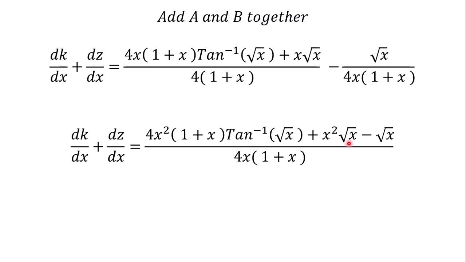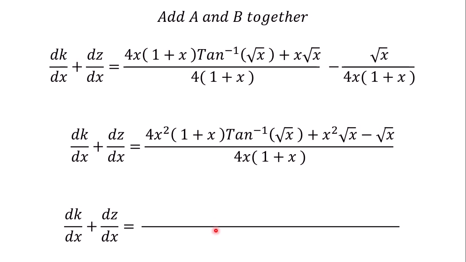When you look at this side, we have x squared times square root of x minus square root of x. So this one and this one, we can factor it. We are going to factor the square root out of only this and this. So we just bring the square root outside and we'll see what we are going to get.